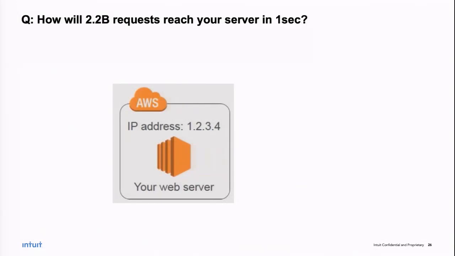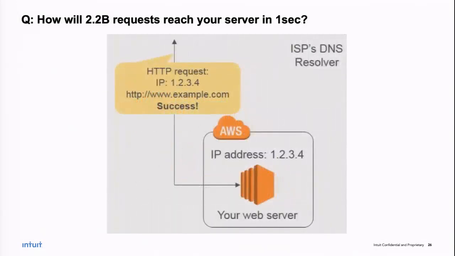Exactly. So let's say your browser is making an HTTP request, and the website name is, let's say, example.com, and I'm using an AWS cloud server where my web server is running, at an IP address of 1234. So now how does that get mapped? How does the customer's browser know that this is the machine it needs to reach?